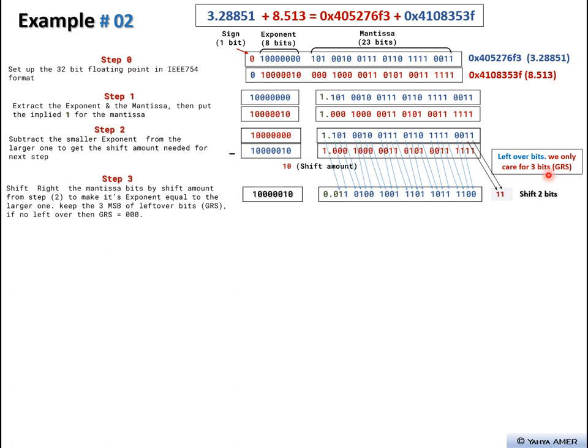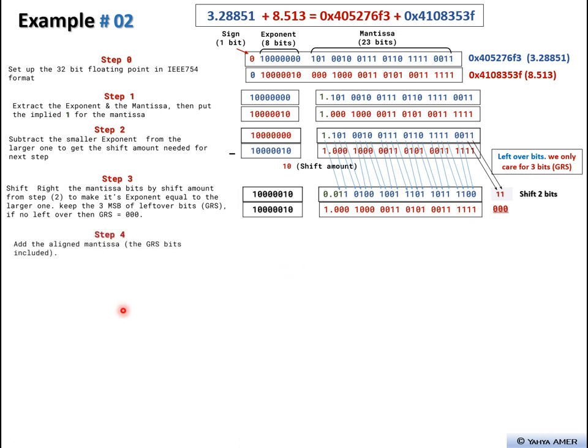Okay, now let's not forget about the leftover bits, which will determine our GRS. We talked about the guard bit, or these bits that are used for rounding. Since they are 2, which in this case is 1, and for the sticky bit, it's going to be 0. And this one has no leftover. That's why we put 3 zeros.